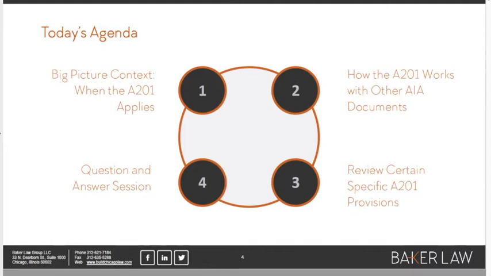When, for example, does an architect need to produce a writing, as opposed to just letting people know things verbally, would be one example. So we'll lightly review some specific provisions at the end, and that part of the slide deck is going to be like the notes for you, where I hope you would be able to look at the slide deck and cross-reference the A201 itself to prepare for the exam. And then at the end, we'll do a question and answer session.